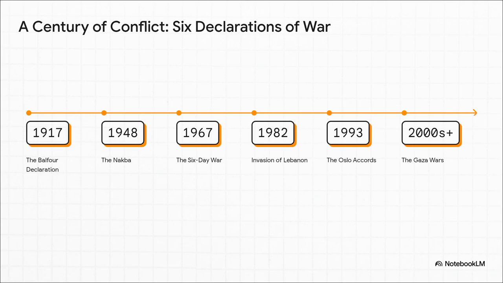So the book's argument stretches across an entire century. It connects these 6 major events, from the Balfour Declaration way back in World War I, through the Nakba in 48, the wars in 67 and 82, and all the way up to the Oslo Accords and the conflicts of the 2000s. Khalidi's point is that these aren't just separate crises. They're all connected chapters in one long story.